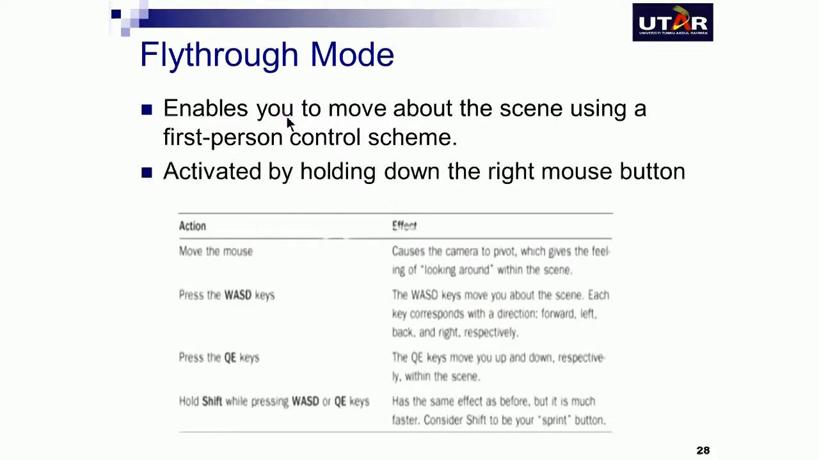It's activated by holding down the right mouse button. So when you hold down the right mouse button, you can either move the mouse to pivot the camera, or you press the WASD keys to move forward, left, back, and right. You press the Q and E keys to move up and down. And if you hold the Shift key while pressing the WASD or QE keys, you're actually going to be moving much faster. So let's give that a try.